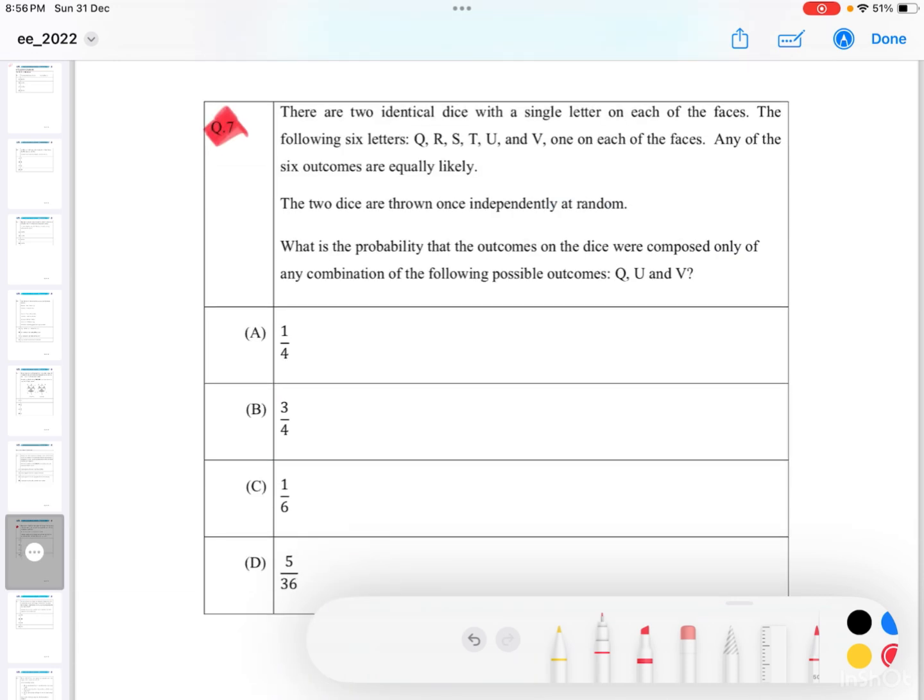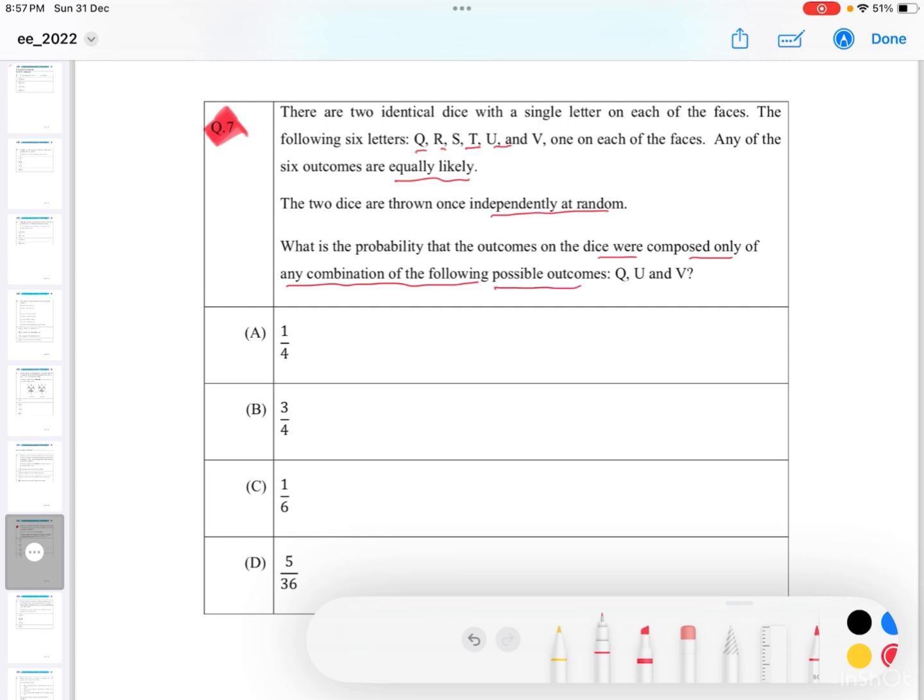What we have been asked is that there are two identical dice with a single letter on each of the faces, the following 6 letters. So these are the faces of the dice. Any of the 6 outcomes are equally likely, so all of those are equally likely, and the 2 dice are thrown once independently at random. So we have thrown 2 dice, and there is no relation between these 2 dice, right? So they are thrown independently and at a time, and once independently at random. So what is the probability that the outcome of the dice is composed of only any combination of the following possible outcomes?